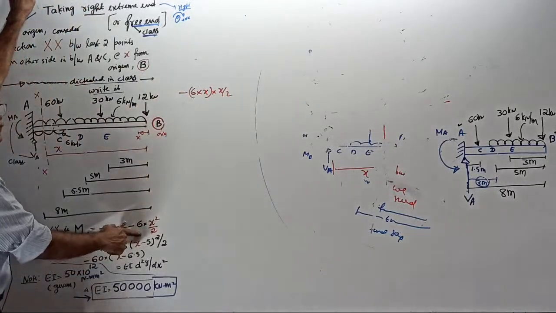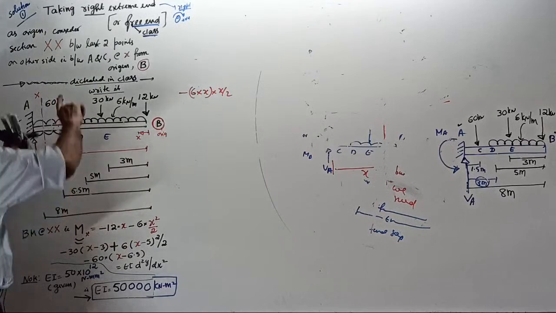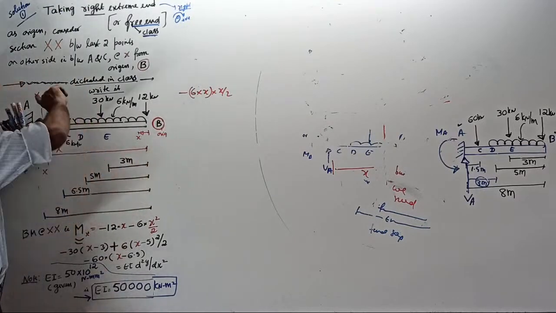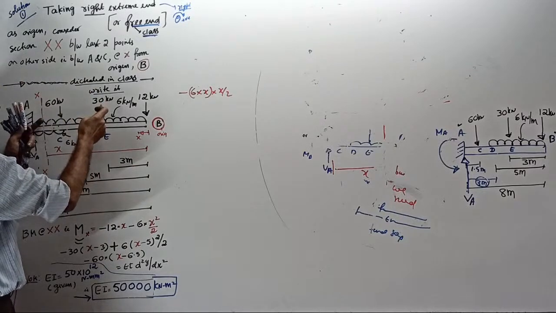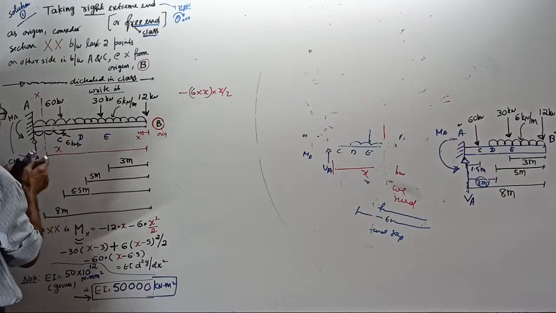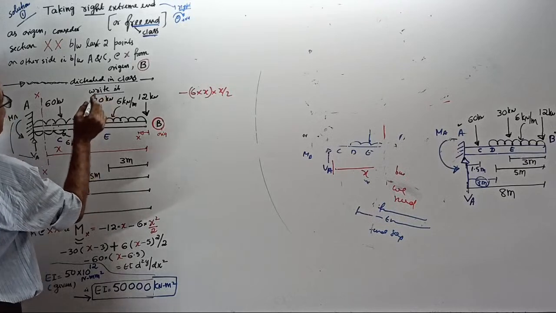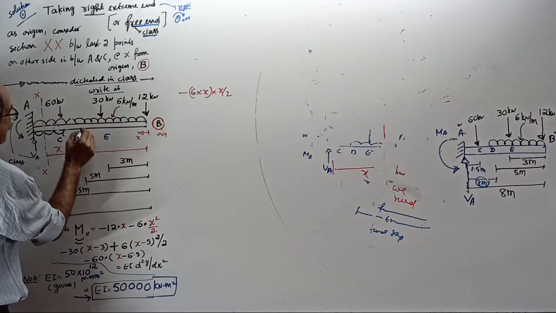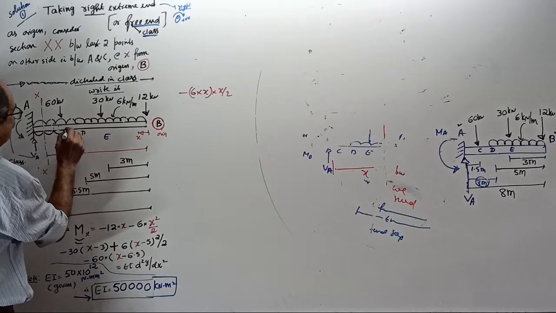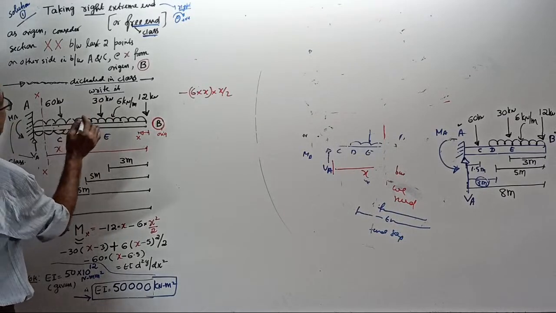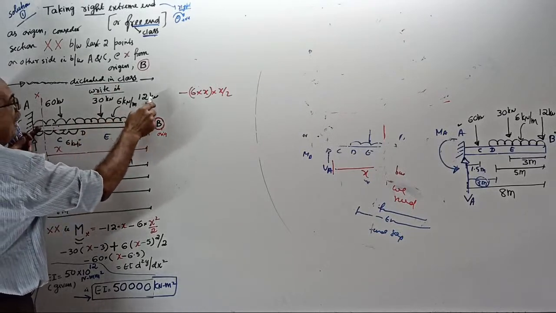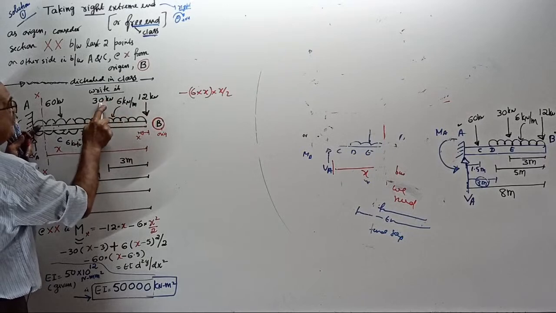That's why 6x square by 2, minus 30 into x minus 3. Then after 30, see, one minute now. UDL between A and C. See, UDL is not there. UDL should come up to here. See, up to here, correct? Up to here UDL. Okay, now, see, 12 over, UDL over, 30 over.